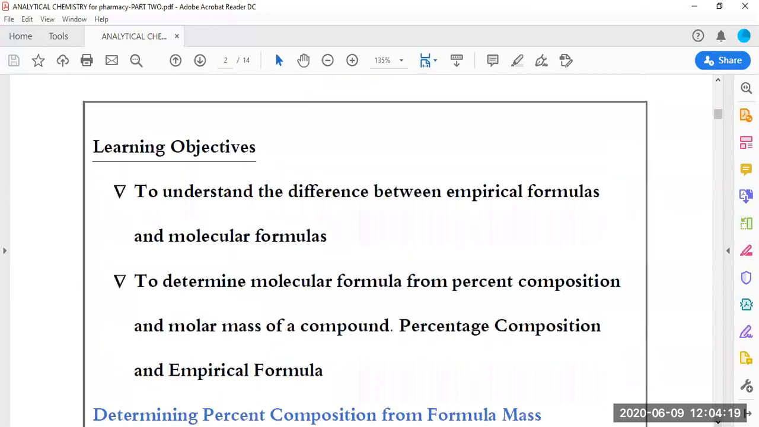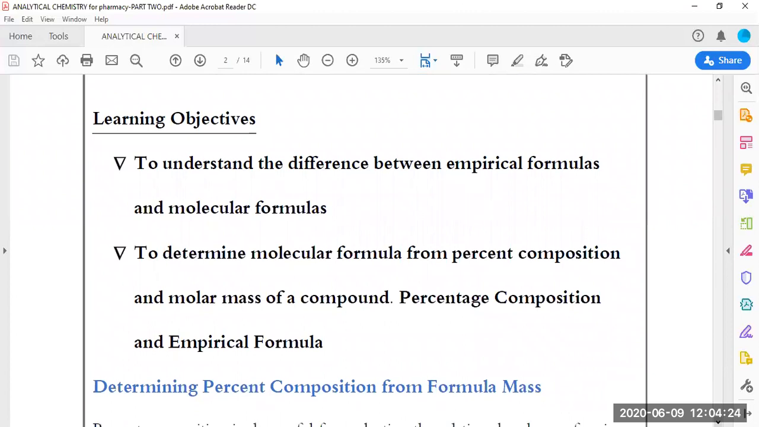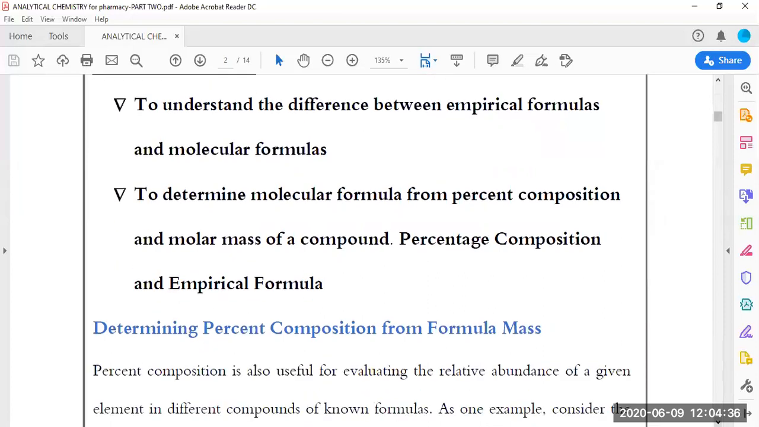The learning objectives for this lecture are to understand the difference between empirical formula and molecular formula. We have two types of formula: one is called empirical formula and the other is called molecular formula. The other objective is to determine molecular formula from percent composition and molar mass. As far as I remember, we explained what we mean by molar mass and how to find the molar mass for a molecule of a compound, percentage composition, and empirical formula.